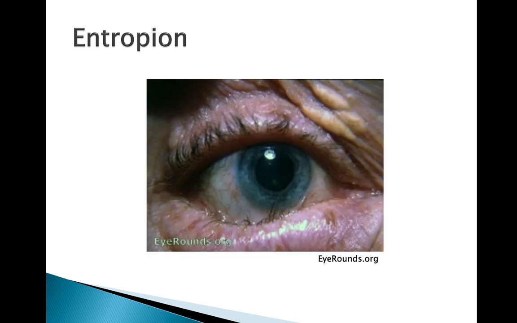So here's entropion. You can see his eyelids are turning inward. Every time this person blinks his eyes, those eyelids are scratching across his cornea, and it can cause corneal abrasions and eventually corneal ulcers.